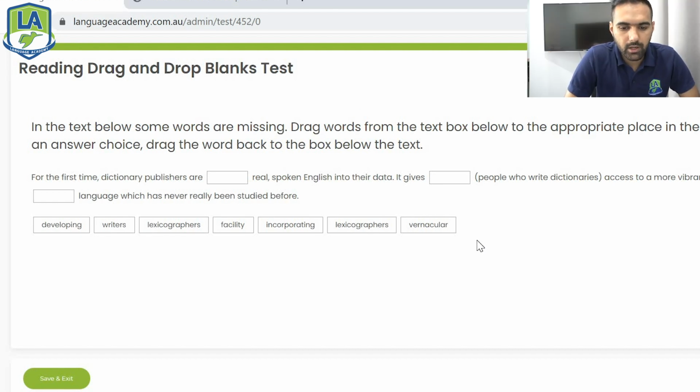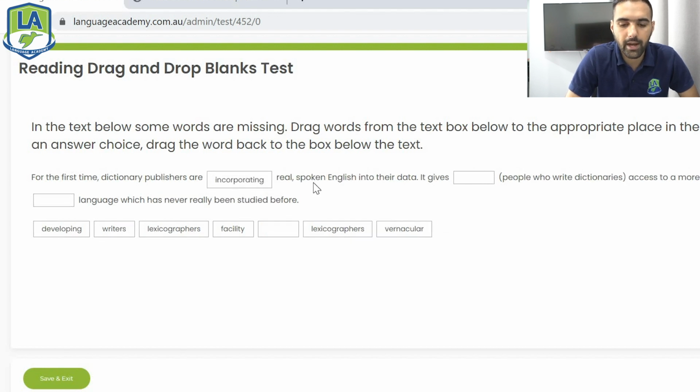All right, let's have a look at the answers. It was not that tricky. I think you probably solved this in a minute or half. For the first blank, the dictionary publishers are ing form or ed form. How many words do we have with ing or ed? Incorporating and developing. Real spoken English. You won't develop spoken English. You will incorporate spoken English into your dictionary. Incorporate means adding. Develop means you are inventing something new. Spoken English into their data.